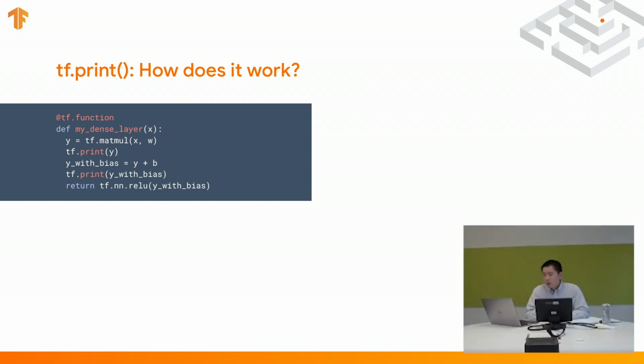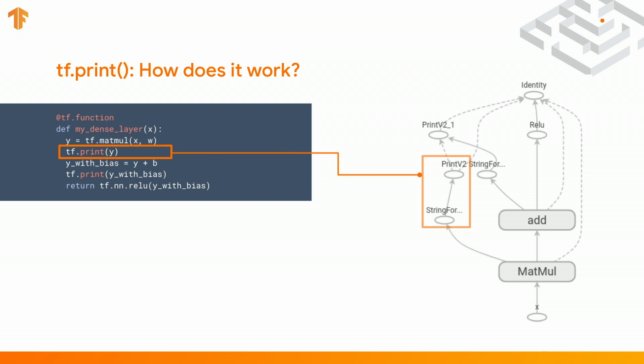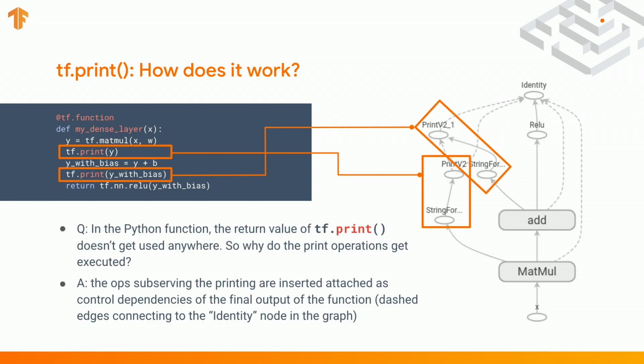Okay, so this slide shows you how tf.print works in terms of the graph. Each time you call tf.print inside a tf.function, it will append a pair of nodes to your graph. The first node will convert your input tensor into a string. And the second one will actually print that string into stdout or info log or whatever output stream the print op is configured to.